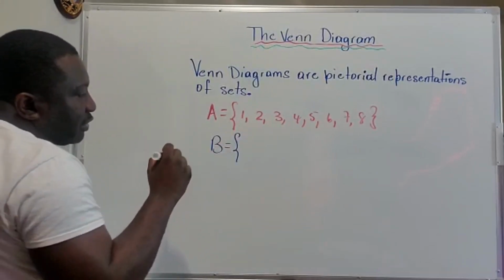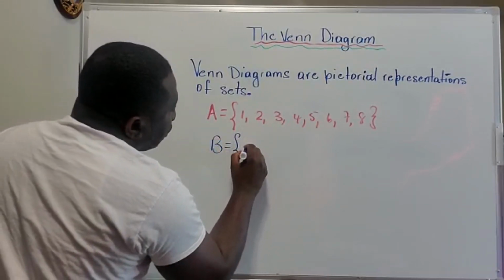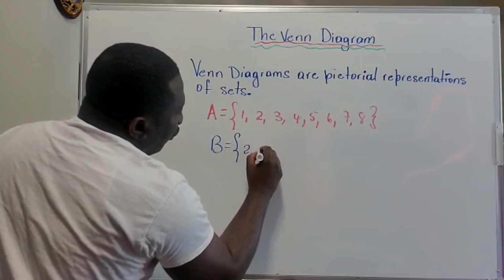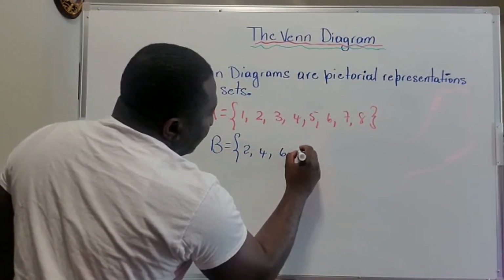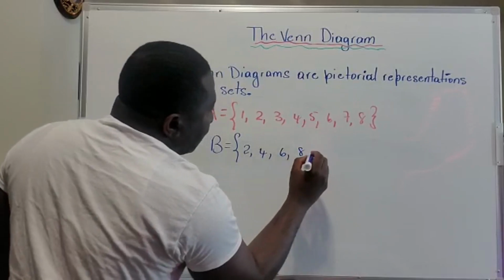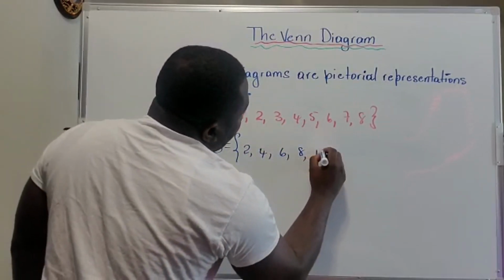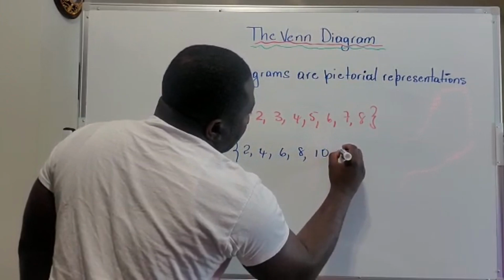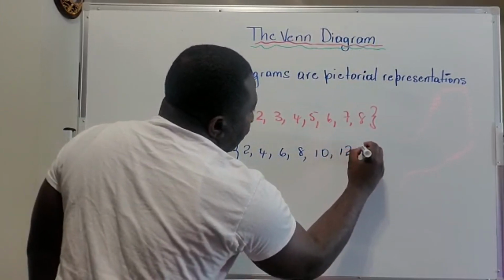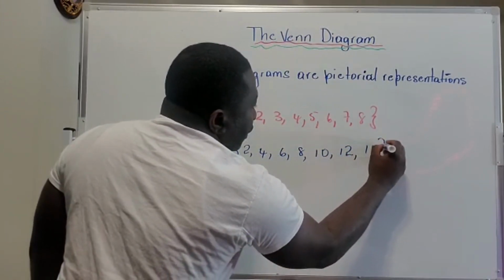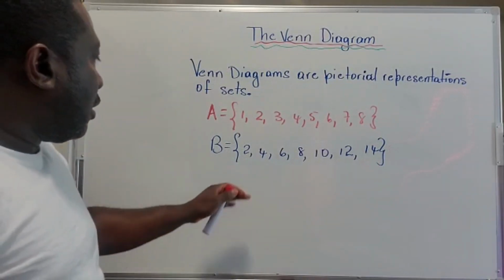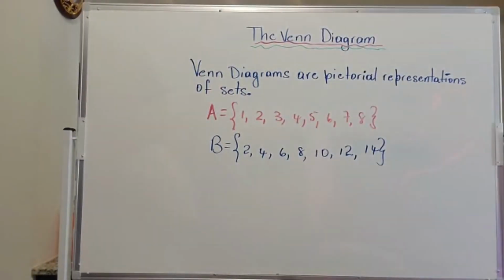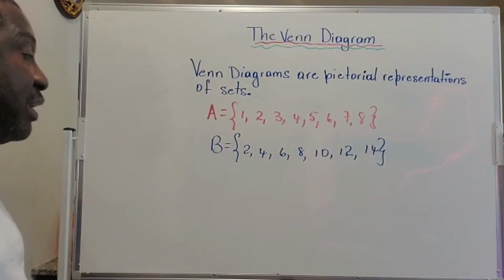Another set, let us say the elements are 2, 4, 6, 8, 10, 12, 14. Now, these are our two sets, set A and set B.